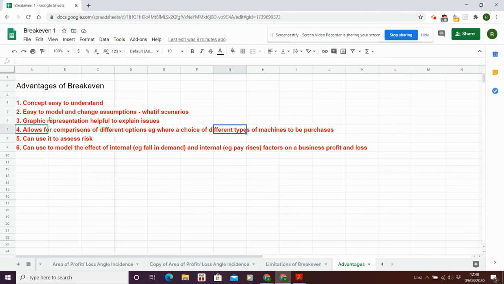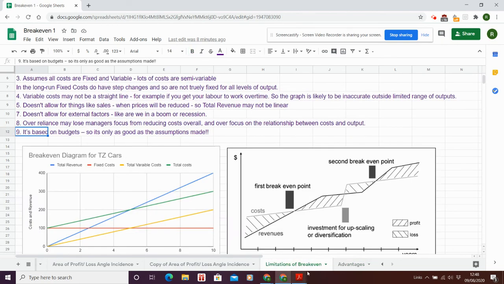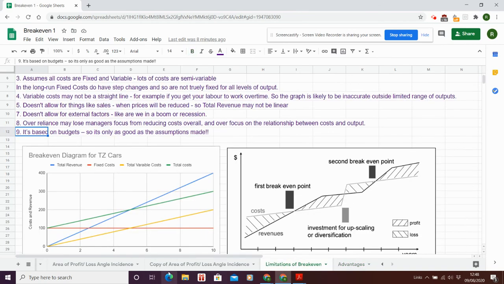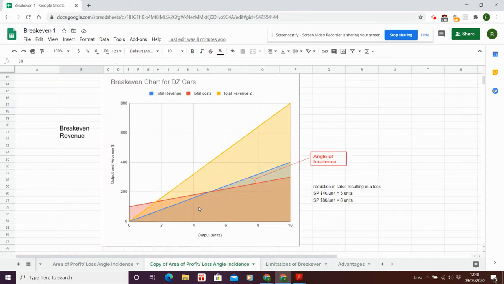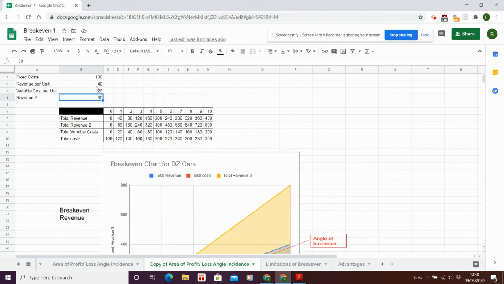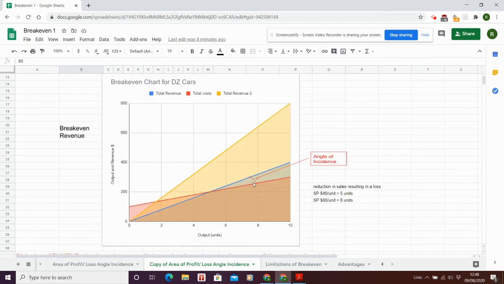It's a very easy model to change and to use what are called what-if scenarios. So, for example, when I looked at the change in the angle of incidence, all I needed to do was to change my assumptions for my revenue per unit, and it would automatically graph and do the calculations.